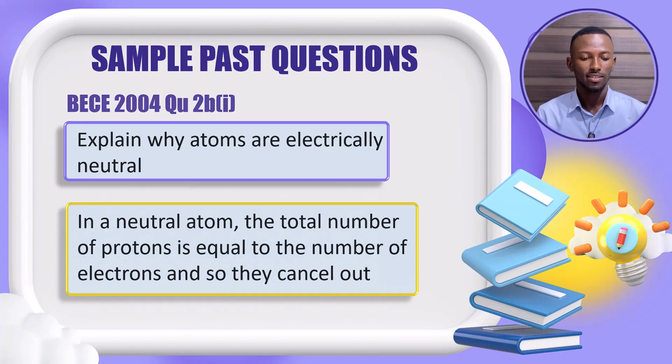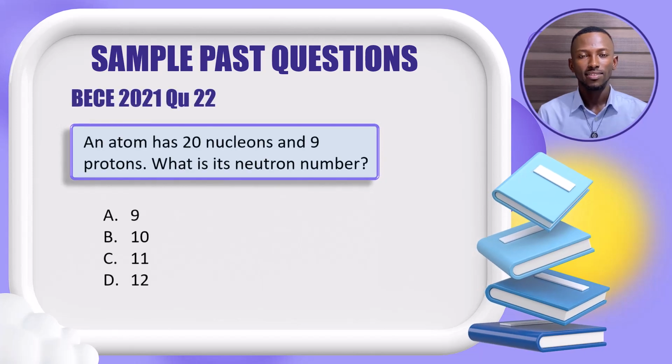Our next set of questions will be multiple choice. First one: an atom has 20 nucleons and 9 protons. What is its neutron number? Remember we said nucleon number is the same as mass number. Nucleon refers to the number of protons and neutrons in the nucleus. So 20 nucleons is the same as saying that the atom has a mass number of 20.